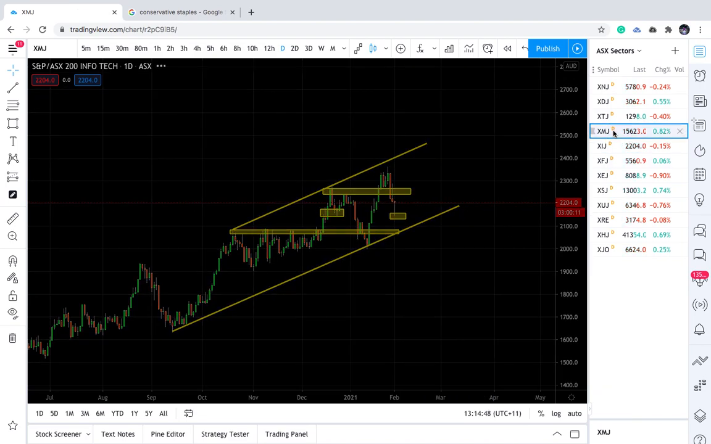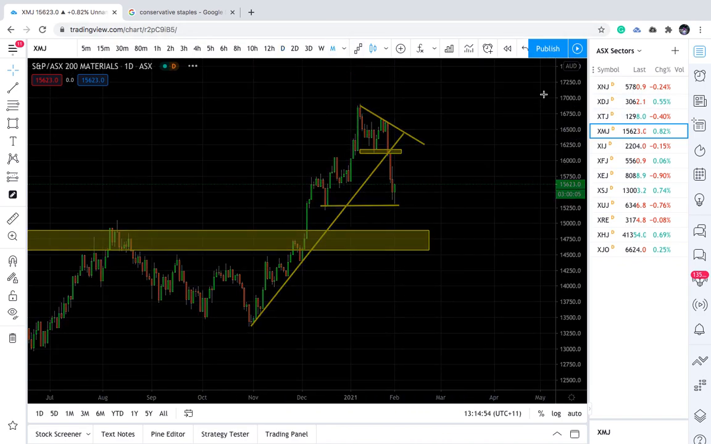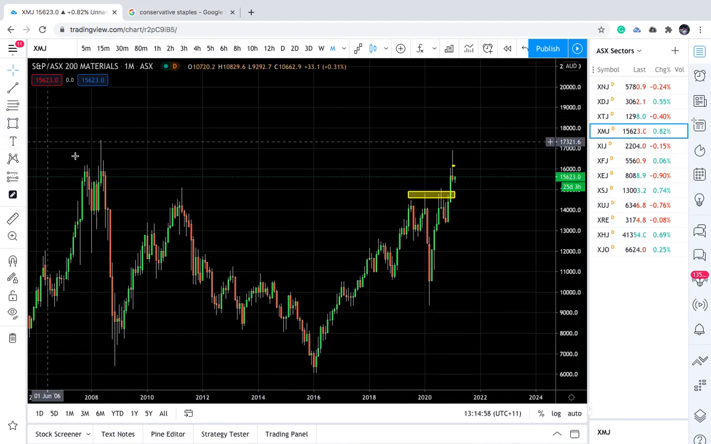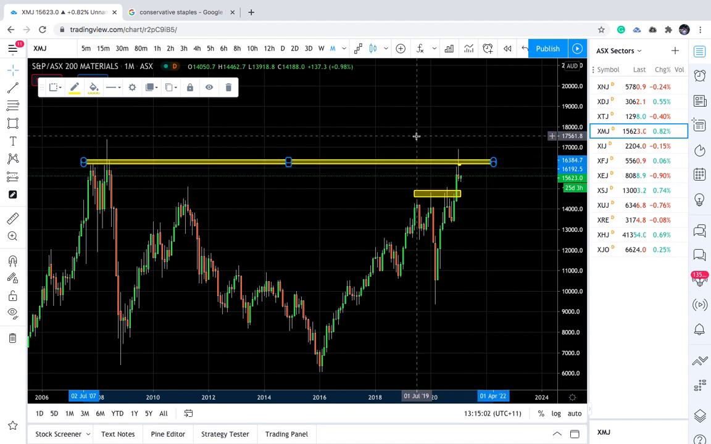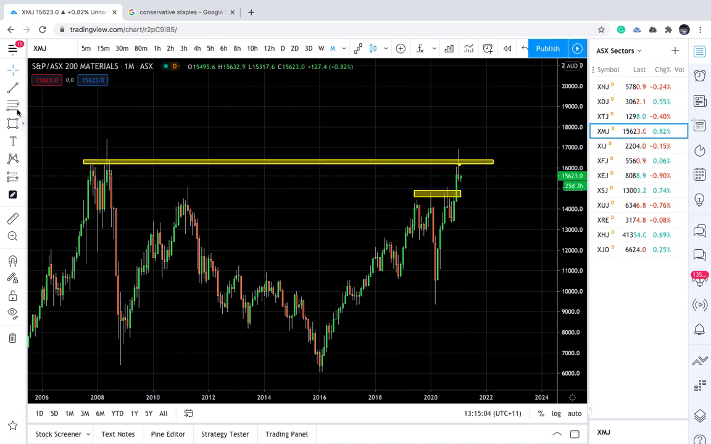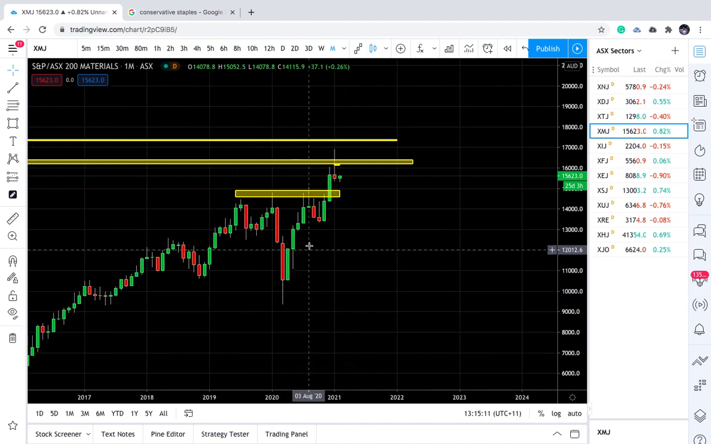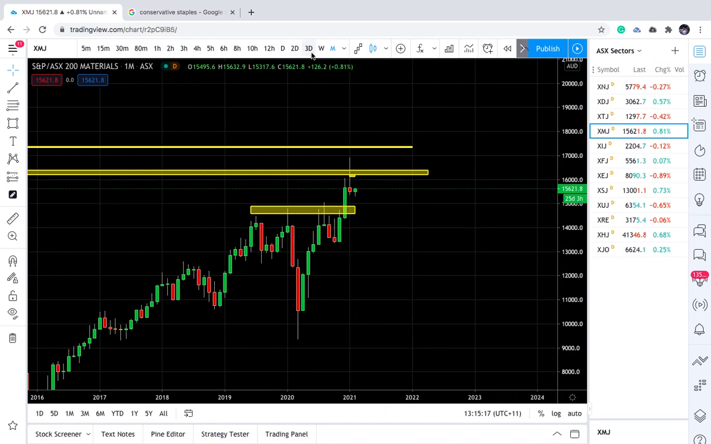Okay, let's move on. Almost there, which is the materials sector. If we go to the monthly time frame, we look at this one here. We have a monthly resistance, and this level as well. So this whole area is a resistance. You see here the monthly wick went all the way up and back. Maybe it's a shooting star here.